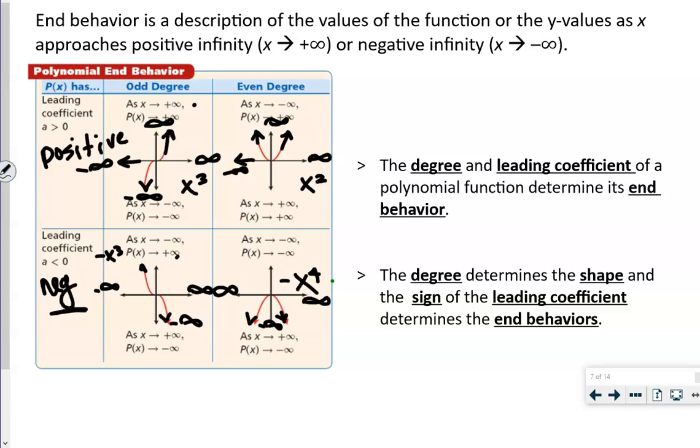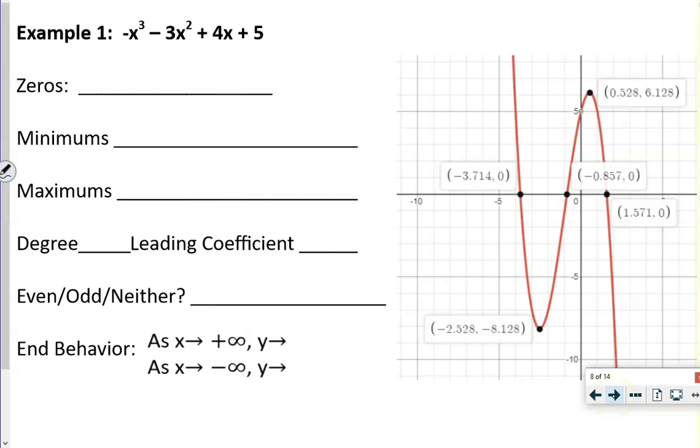So the degree determines the shape. The sign of the leading coefficient determines the end behaviors. That's the key, okay? So now, we're going to look at some of these graphs. So let me show you how to get to this on Desmos.